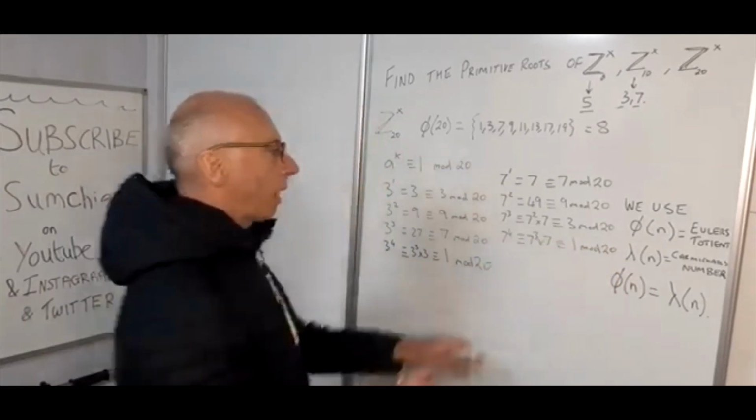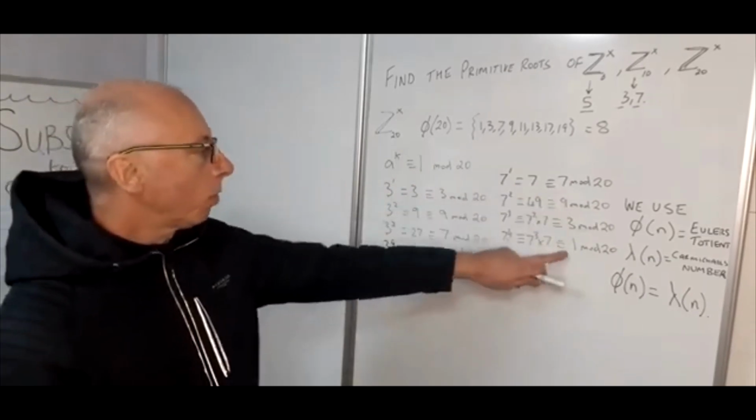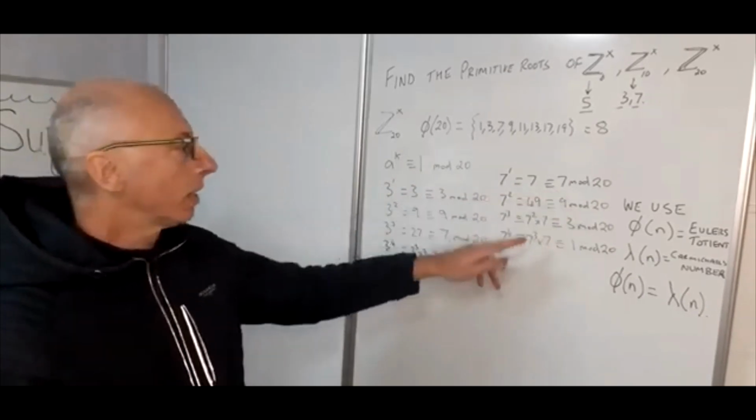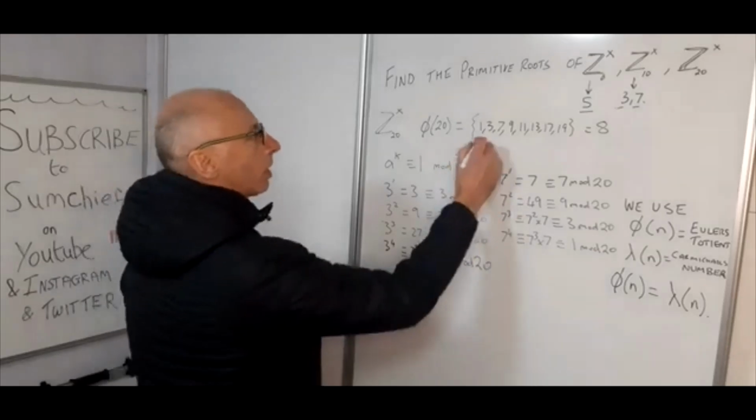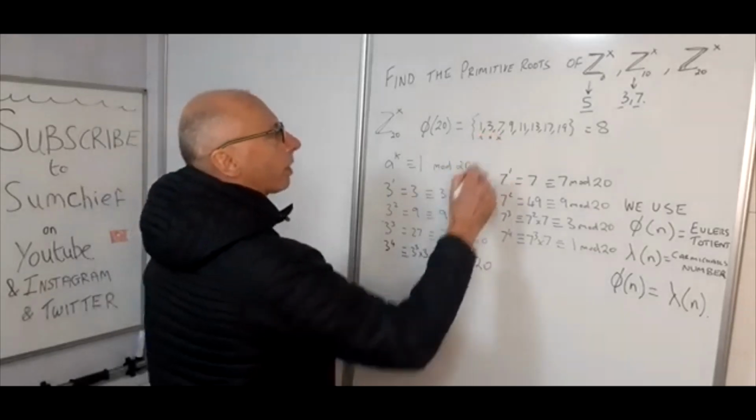So if we multiply that 1 by 7, we're back to the 7 again. So 7 is not a generator. So 1, 3, and 7 are not generators.